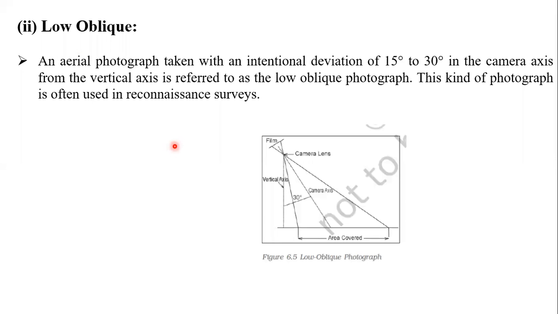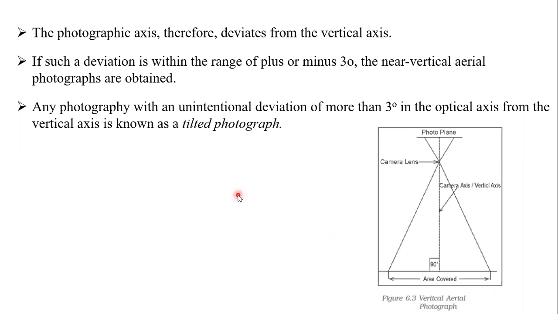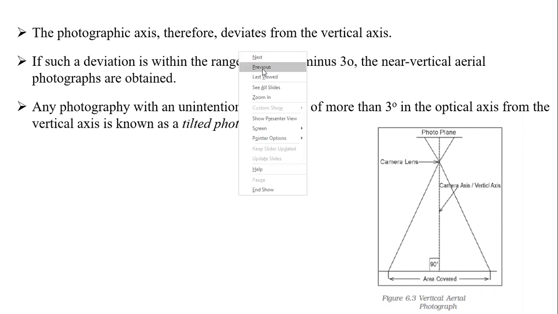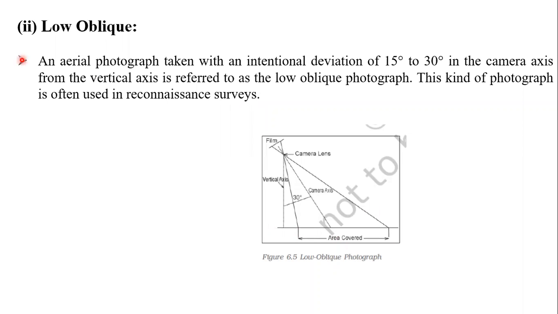This kind of photography is used for reconnaissance soil survey. See, students, the beauty of this. Here you can cover more area, but it is quite different. So that's why we can use this. This is called the low oblique.